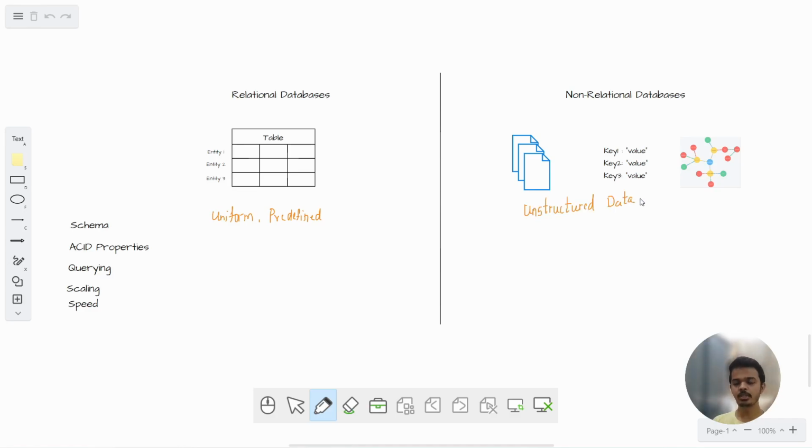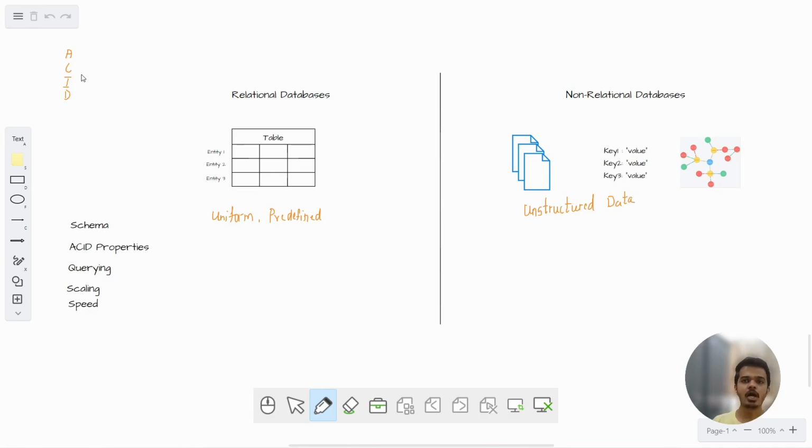So in relational databases, you need to define the schema beforehand, and changing that schema would be very cumbersome once you have stored the data. But in the case of a non-relational database, you need not define the schema beforehand. You can change it on the go. As the requirements change, you can change the schema. There is no rigid schema. You can store unstructured data in non-relational databases as well.